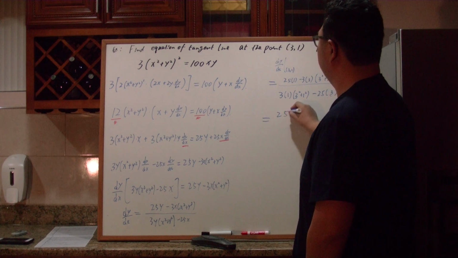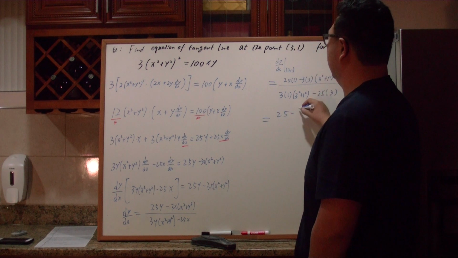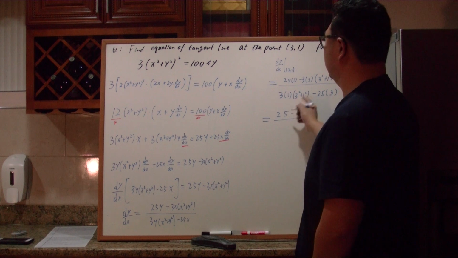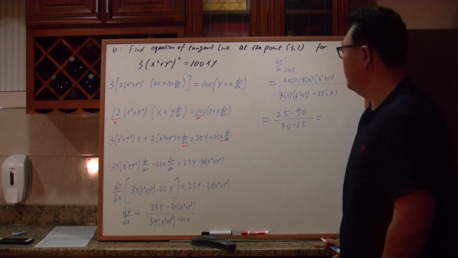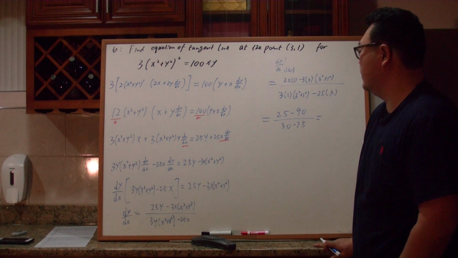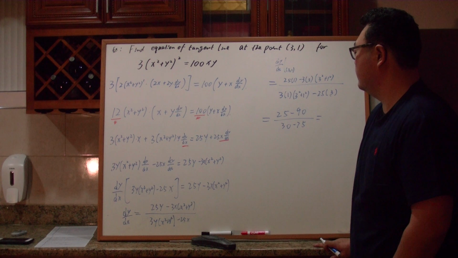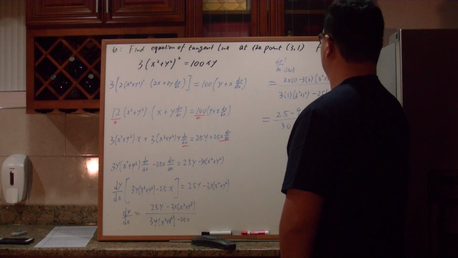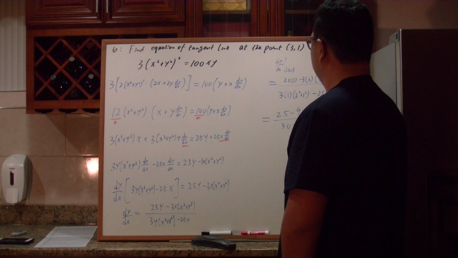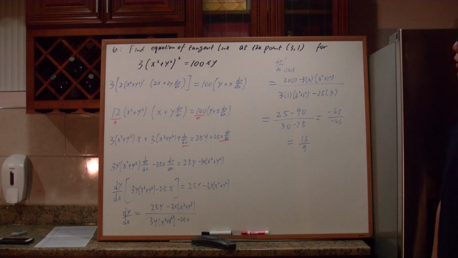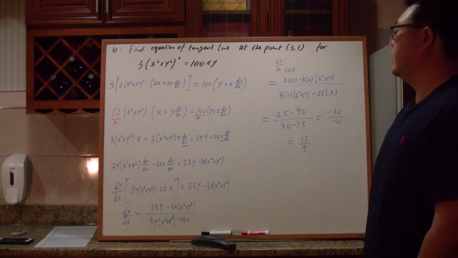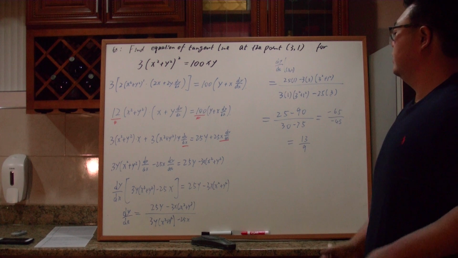Then we get 25 minus, well, we know that this is 10, so 90. Over that is 30 minus 75. Well, 25 minus 90, that's negative 65 over negative 45. That's 13 over 9. That's the slope. So if we do the long way, we get the slope at the point (3, 1) to be 13 over 9.